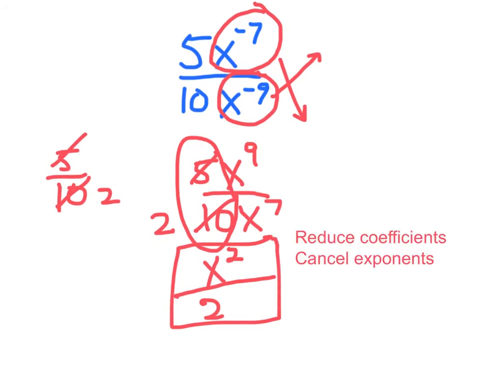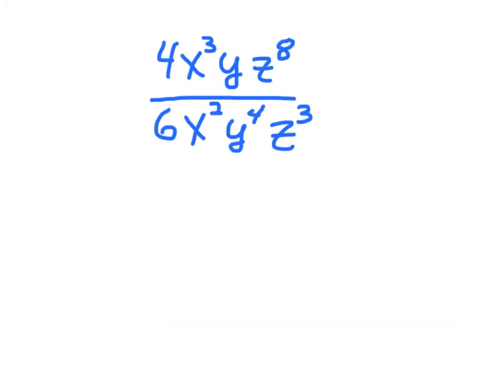So 2 steps that we're doing to these problems. We're reducing the coefficients. That would be 5 divided by 10 reduces to this 2. And then canceling exponents. We have 9 on top, 7 on bottom, so it cancels, and we have 2 left on top. So in this problem, we are going to reduce the coefficients and cancel the exponents.